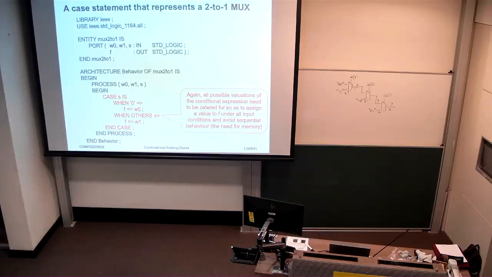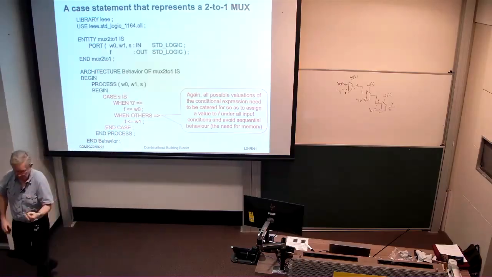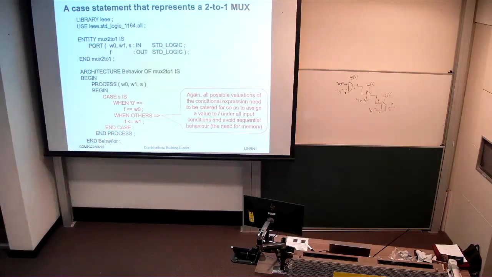Otherwise, this is not going to be combinational. If we drop any one of these out, that means the process is potentially not triggered when there should be a change in value to F. And as a consequence, it's not combinational anymore. It's not a direct relationship between inputs and outputs.